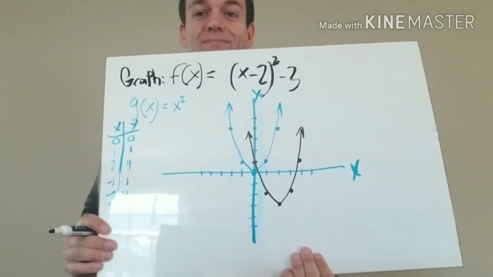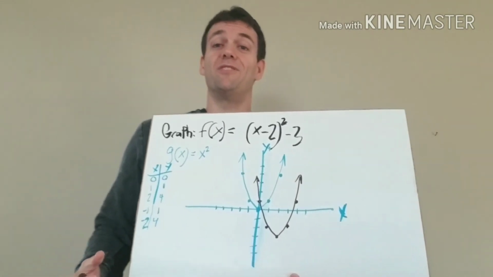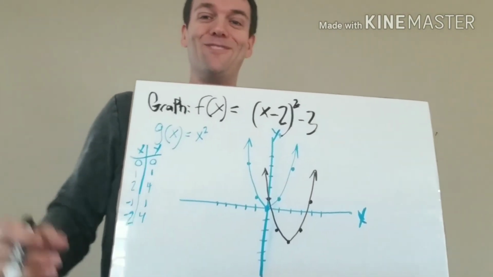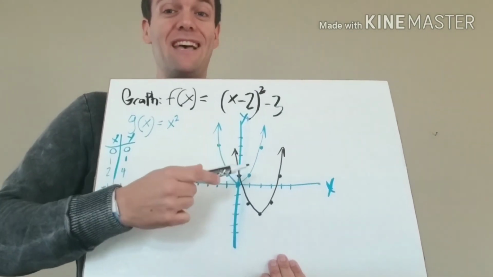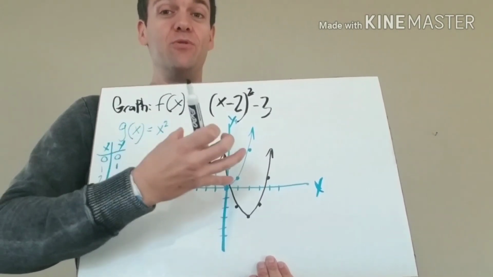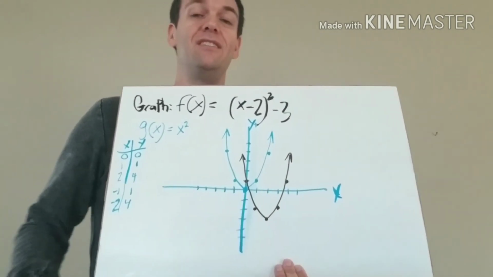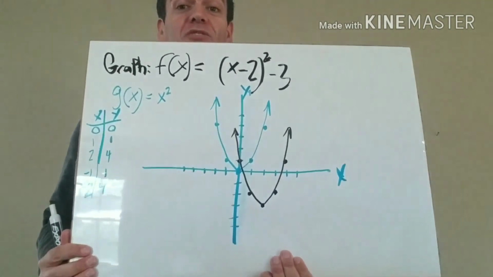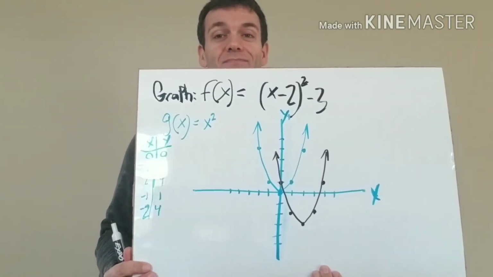And look, I'm pretty proud of that one actually. That's pretty good looking. I wish I could do this all the time. But you'll notice, same exact shape, the whole entire thing, the blue thing, the parent function. It's like I picked it up, moved it right 2, moved it down 3, and boom, turned into the black guy. So that's all we want to do when we have transforming graphs.